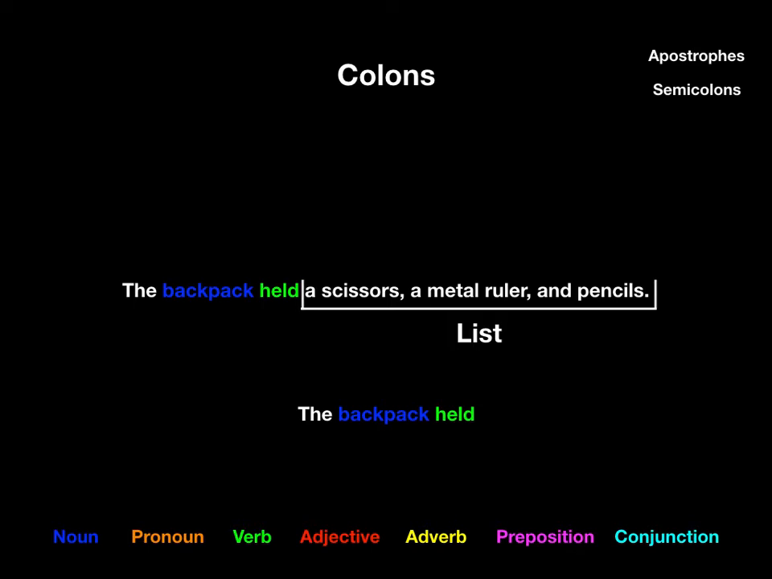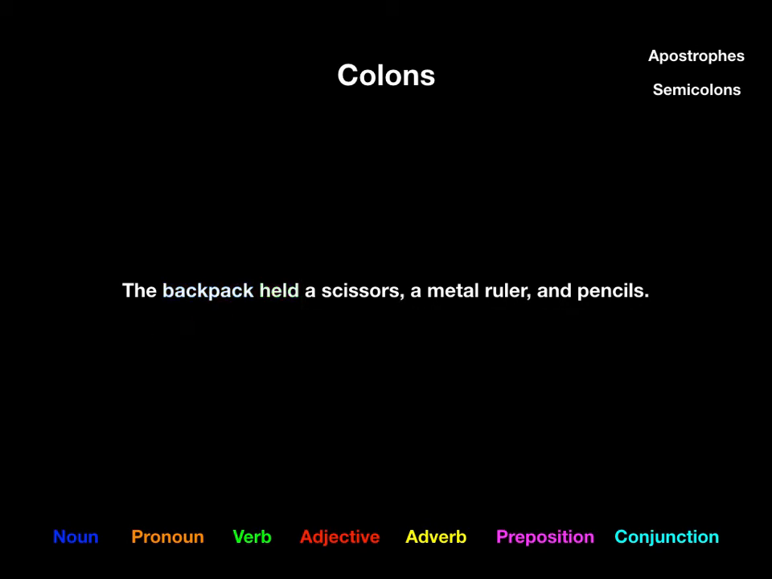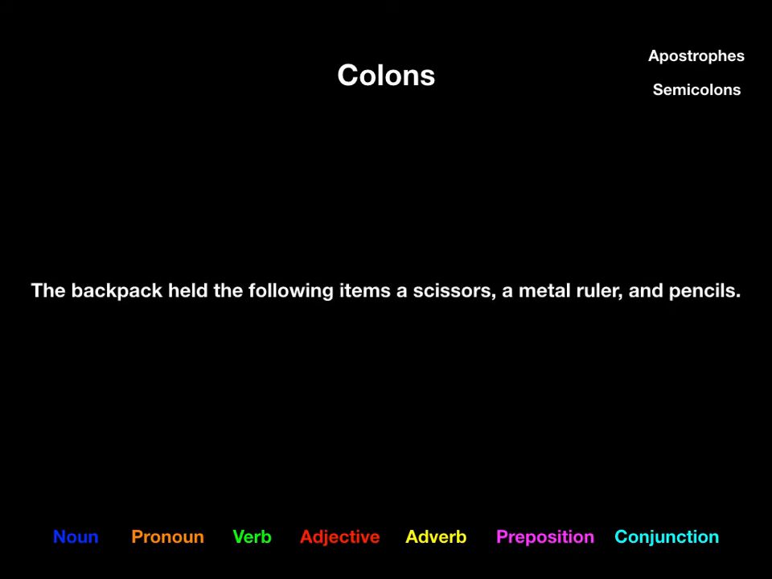This does not possess a complete thought, and therefore is not a sentence. Since we do not have a complete sentence before our list, we cannot use a colon before the list. The final version would then read, the backpack held a scissors, a metal ruler, and pencils. Let's take a look at one last example. The backpack held the following items: a scissors, a metal ruler, and pencils.